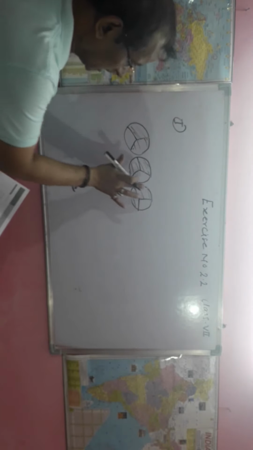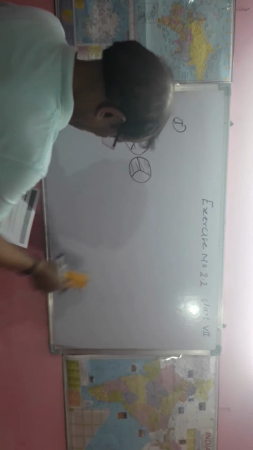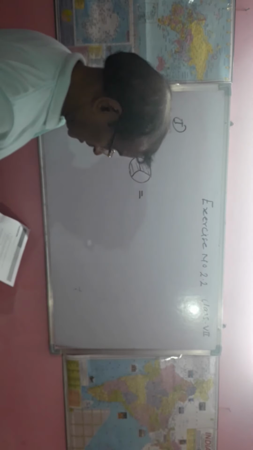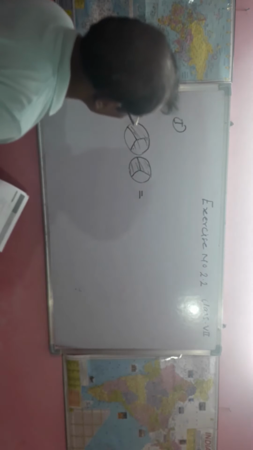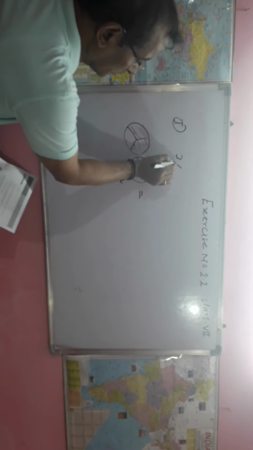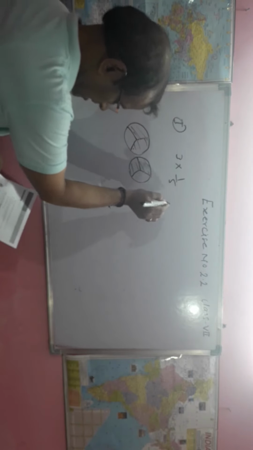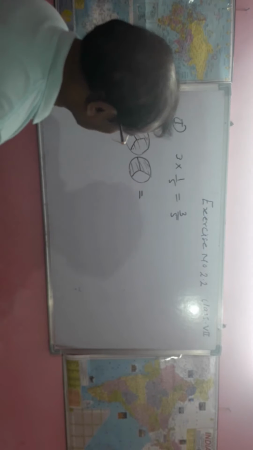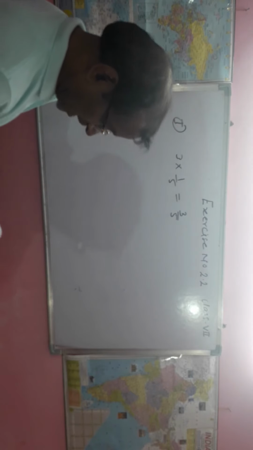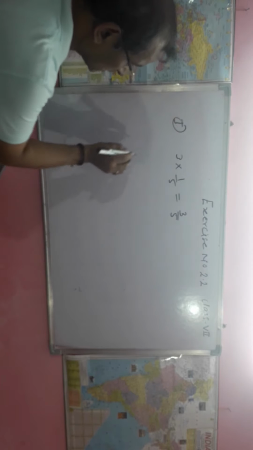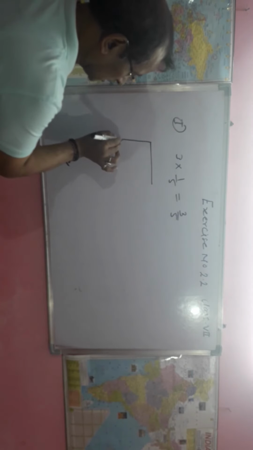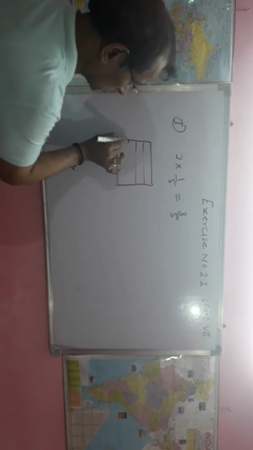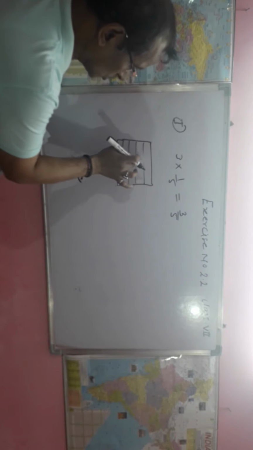The first part is 2 upon 3. 2 upon 3 is equal to how much? That is, our first part is 3 multiply 1 upon 5 is equal to 3 upon 5. Then we can see the figures. These are given below. And 1 part, 2, 3, 4 and 5.